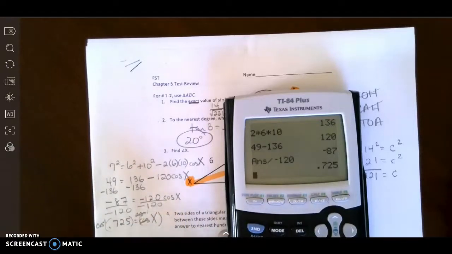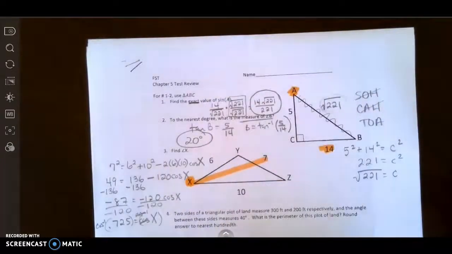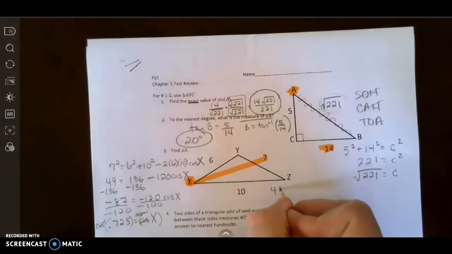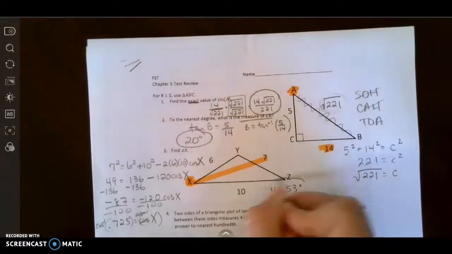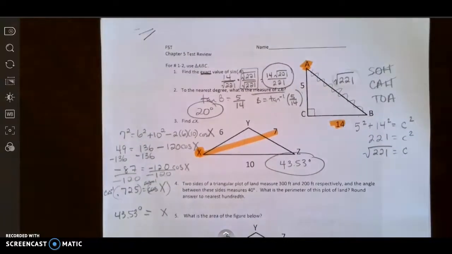And I get that x equals inverse cosine of 0.725, which is 43.53 degrees. It didn't say what to round to, so I'll just go to 2 decimal places. Okay. Let's go to number 4.